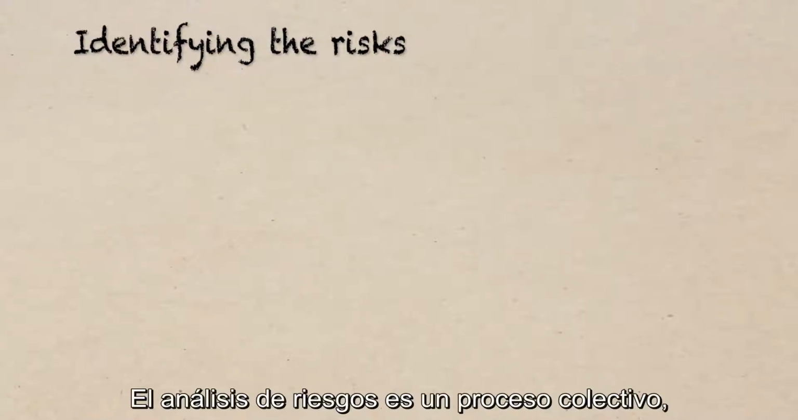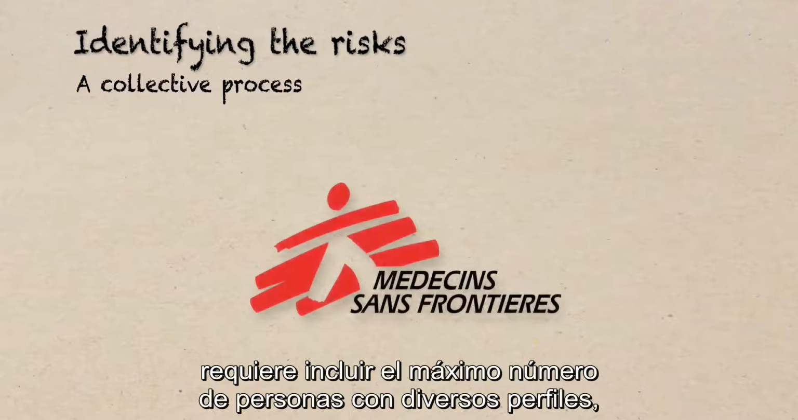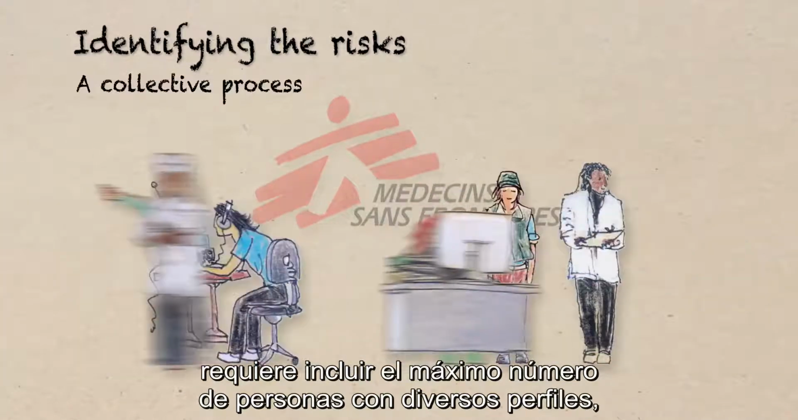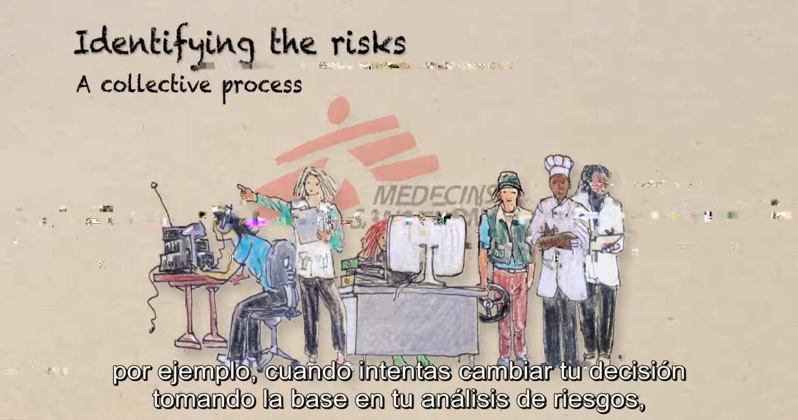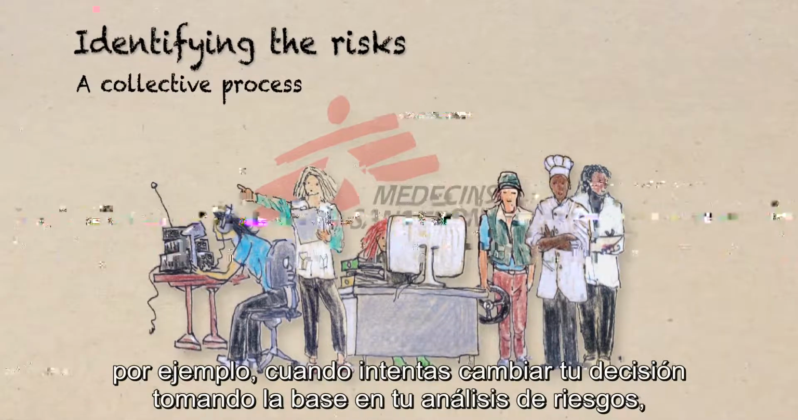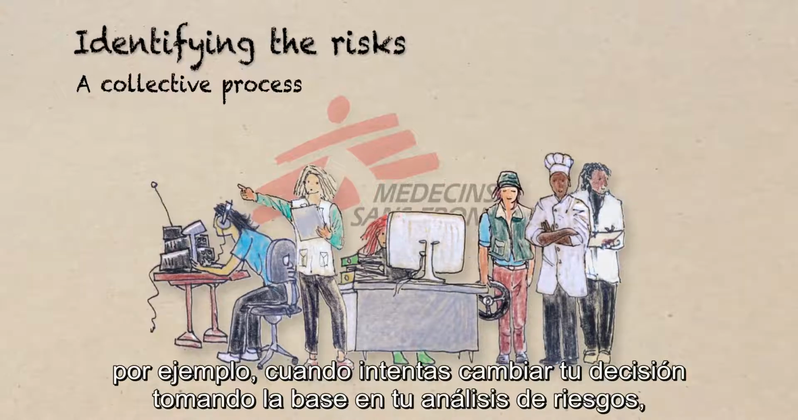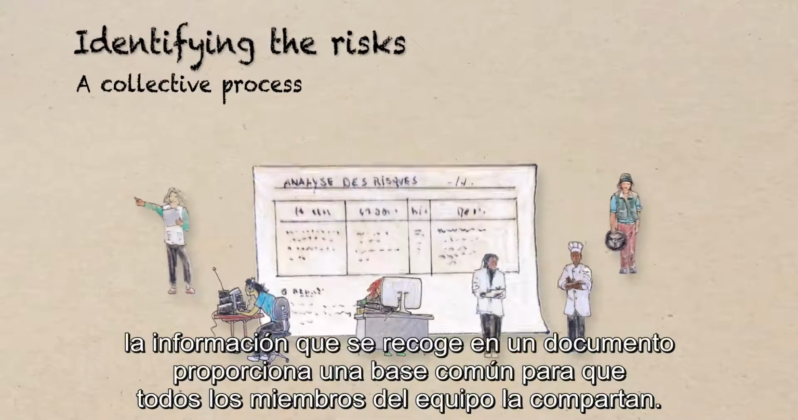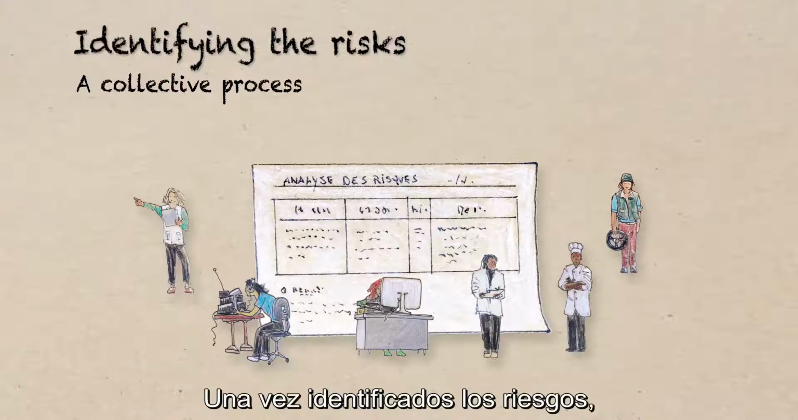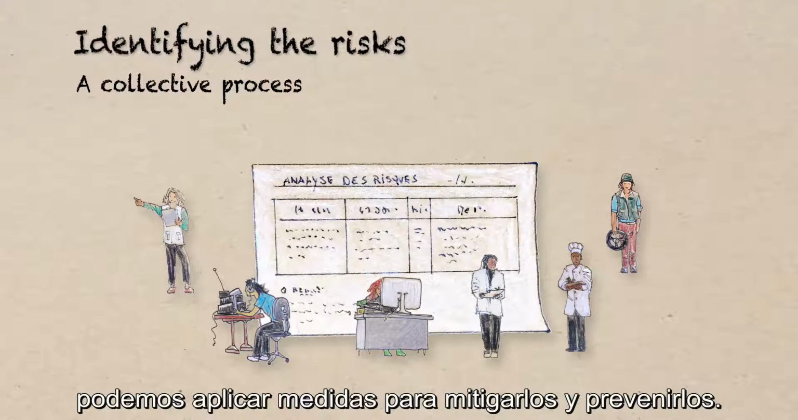Risk analysis is a collective process. It requires including the maximum number of people with a range of profiles. It's also an ongoing process. For example, when you decide to move around, your decision is taken on the basis of your risk analysis. Set out in a document, it provides a common base for all the members of the team to share. Once the risks are identified, we can implement measures to mitigate and prevent them.